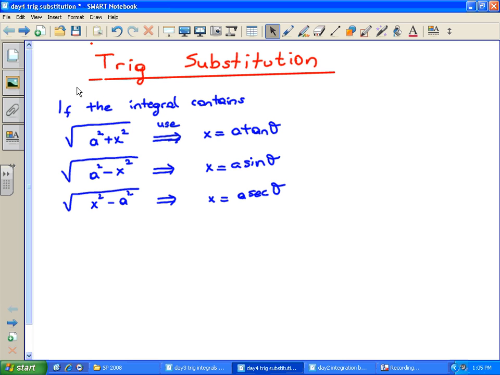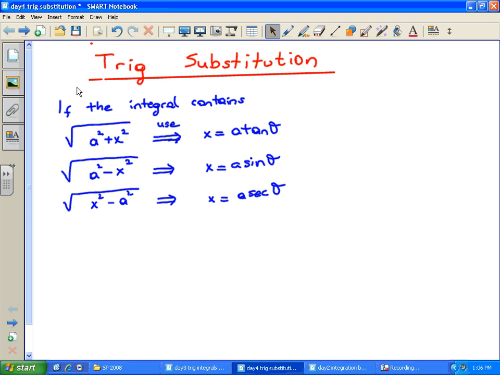So once again, today we're looking at a technique called trig substitution. It's yet another method to solve integrals. And the interesting thing is, you might say, well, are we going to solve more trigonometric integrals? Haven't we already done that in the last section? And the answer is no.